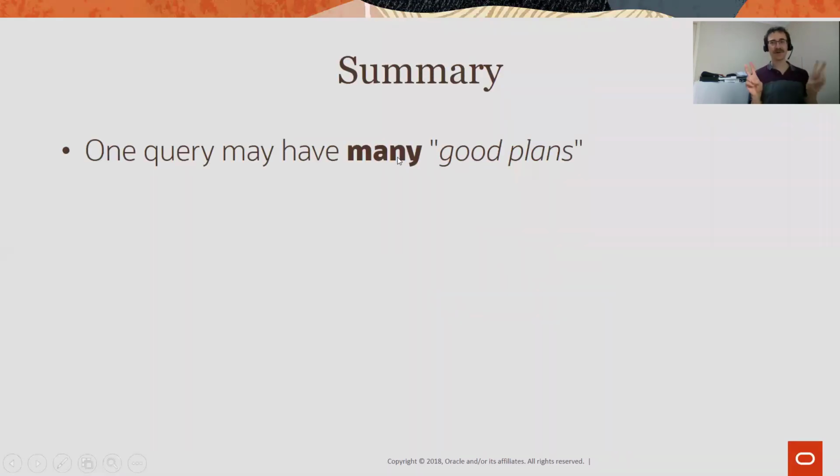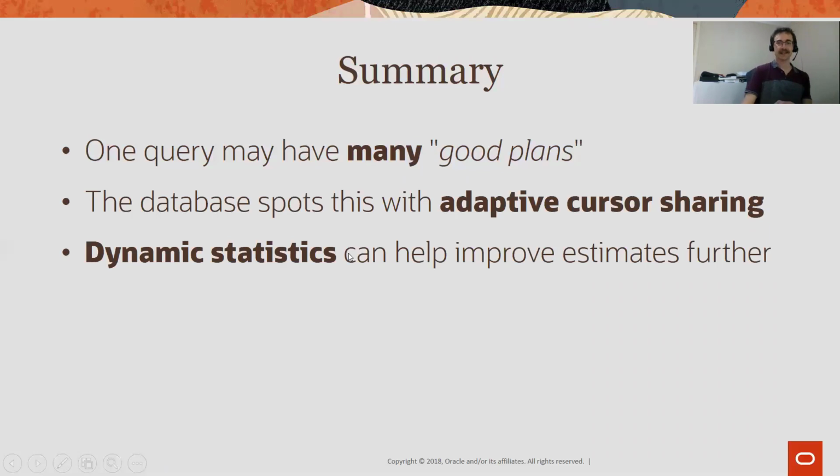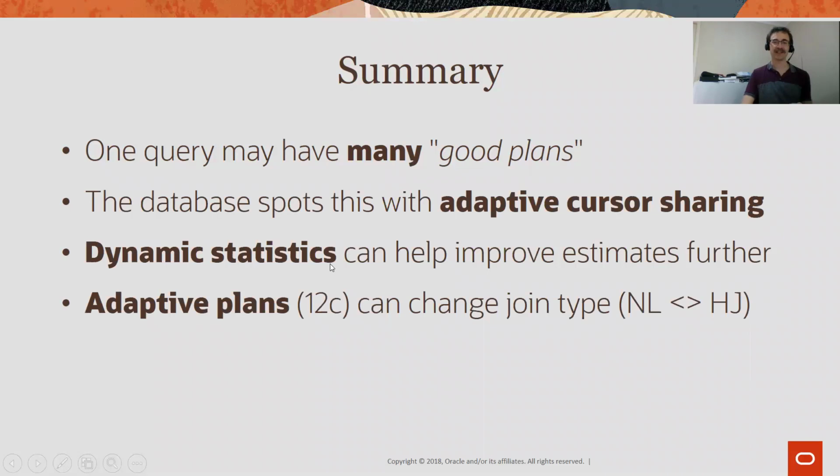So as we said, one query can have many good plans, depending on the bind variables that you've passed. In 11g, we had adaptive cursor sharing, which allows the database, or the optimizer, to spot this based on the bind variable values. But it's not perfect. We saw that comparing dates to columns still didn't help. Dynamic statistics, cranking it up to 11, can help things even further. And finally, adaptive plans in 12c can help the database, if it's not sure which is the best join method, to choose between nested loops and hash join and choose the appropriate one.